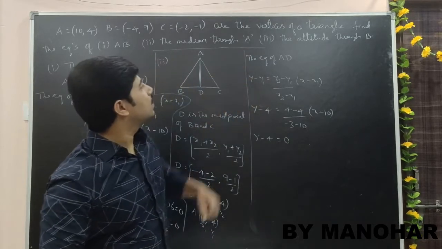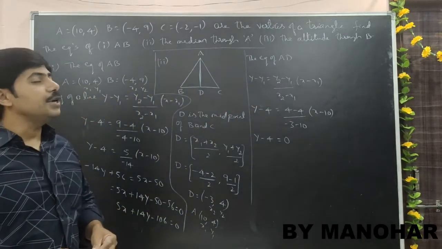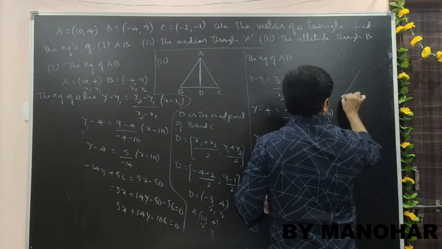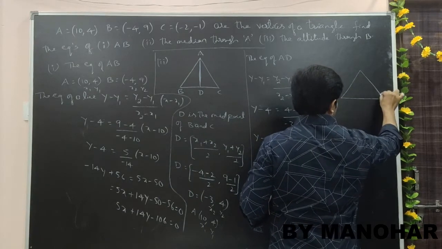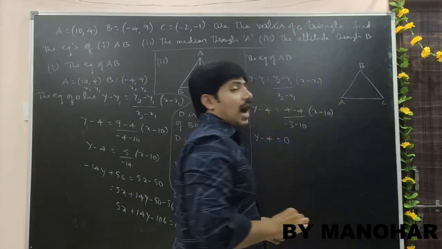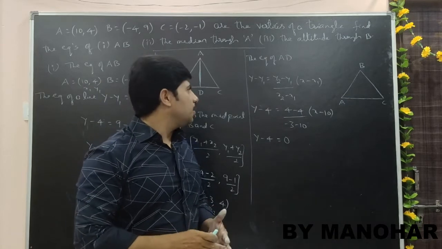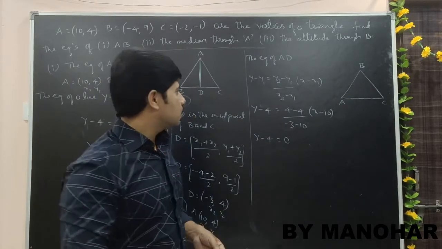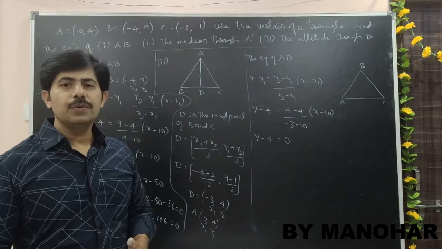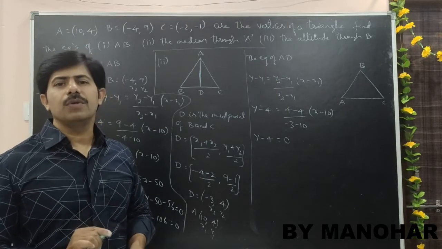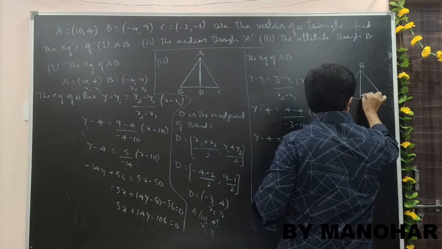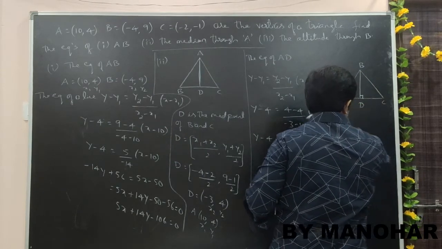So this is over. After that what we have to find is the altitude through B. Okay, see, altitude through B. The next question. Now this time I'll write B here, and AC. See, what is altitude? Altitude refers to the height of a triangle. So altitude or height is always perpendicular to the base. So draw one line which is perpendicular to the base and put it as B.